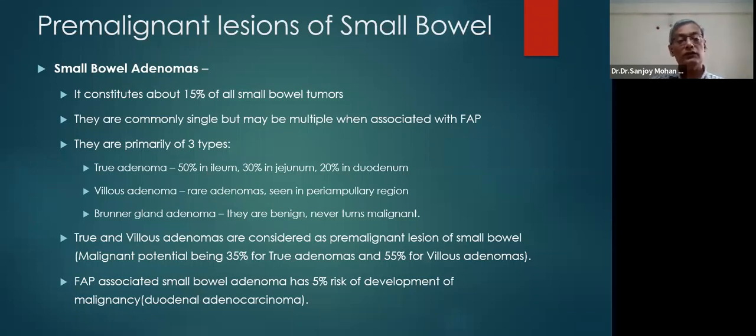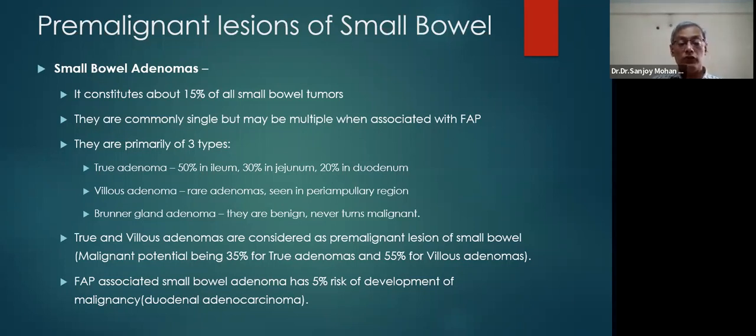They are commonly single, but may be multiple when associated with FAP. There are primarily three types. One is the true adenoma: 50% are present in the ileum, 30% in the jejunum, and 20% in the duodenum. The villous adenoma is a rare adenoma, seen in the periampullary region. Brunner's gland adenomas are benign and never turn into a malignancy.